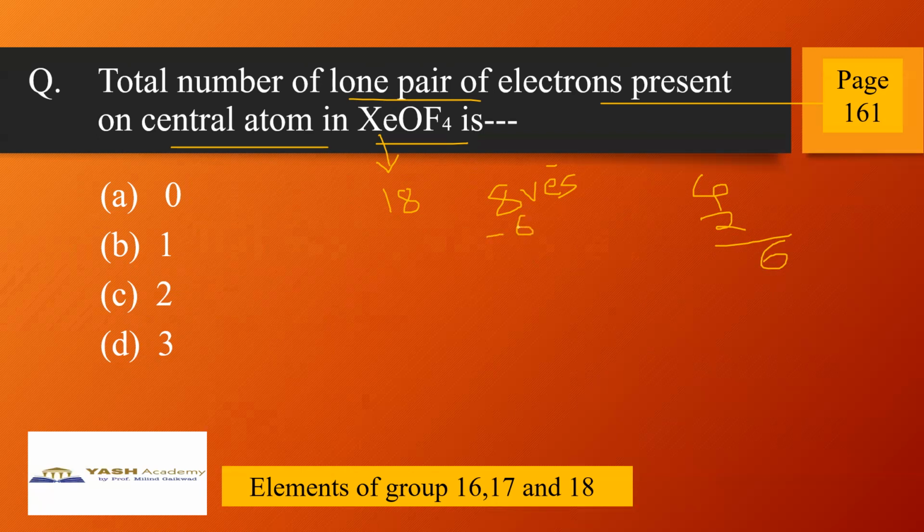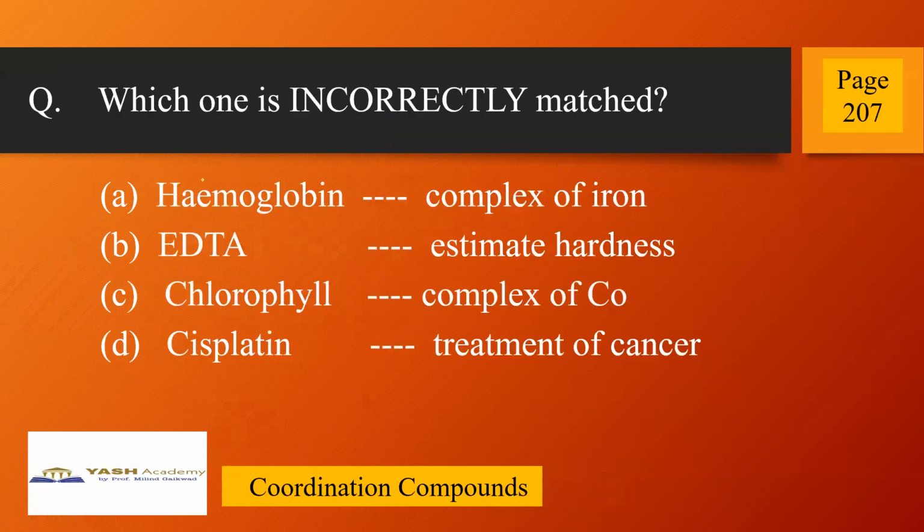So total electrons used in the bond formation are 6. Out of 8, 6 electrons are used, so 2 electrons are left. 2 electrons means nothing but 1 electron pair. So B is the correct answer option. Now, which one is incorrectly matched?